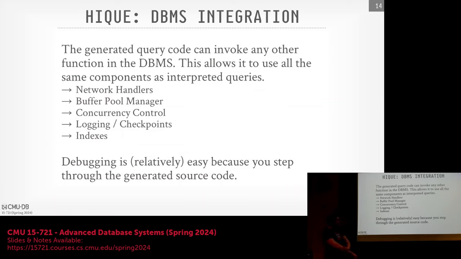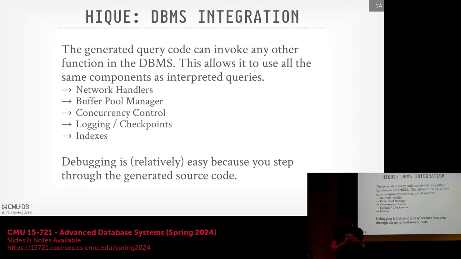So what's interesting about the Haiku approach is that since it's us as the database system engineer developing the code generation piece, we can do anything we want in that. Meaning we can invoke any other part of the system inside of our generated code. We could call out to the network code to send messages if we wanted to. We could get data in and out of the buffer pool manager. Could run transactions, right? We can pretty much do anything we want because it's as if the code we're generating was shipped with the database system when it was being built by the engineers.